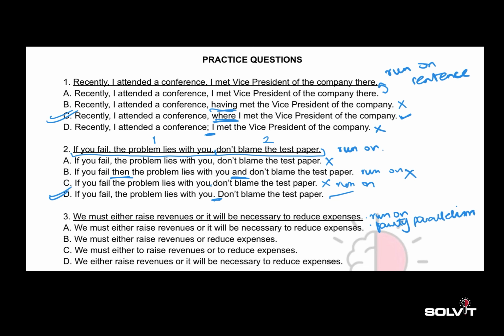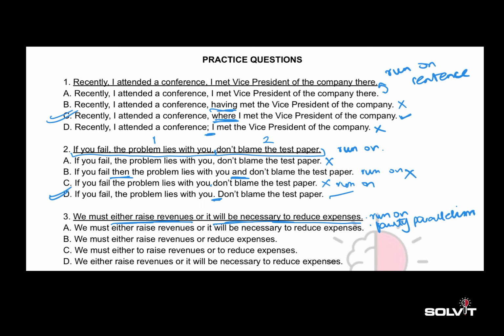Okay, so we learned what faulty parallelism is in our previous lecture, which was on incorrect word choice, right? And I told you, if you haven't watched that lecture, please go watch it before you attempt this question, because this question also has faulty parallelism. Now, what does faulty parallelism mean? It's when all the words in the sentence are not in the same form, right? So let's read the sentence again. We must either raise revenues or it will be necessary to reduce expenses. Now, either raise revenues or will be necessary to reduce expenses. Both of them are not following the same form, okay? And plus, it is a run-on sentence. So let's see how we can fix it.